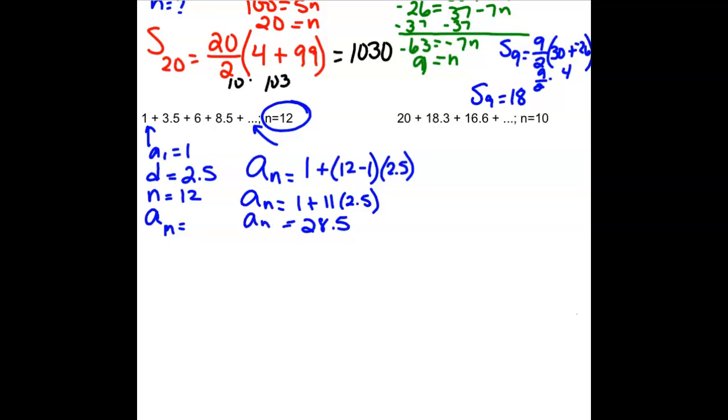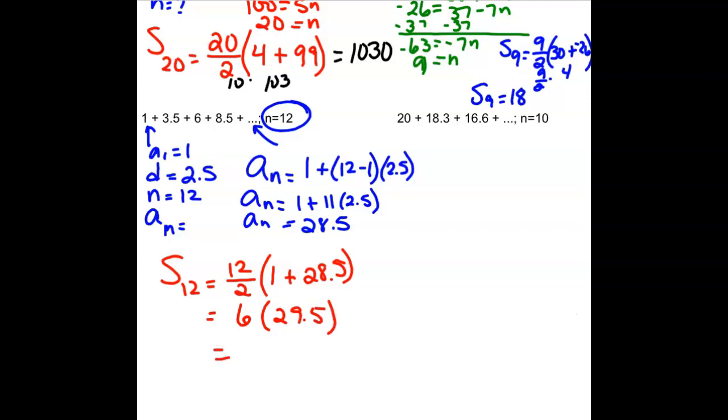Okay, so now I can find the sum of those 12 numbers. I'm going to take all 12 and pair them up, so divide it by 2. I have 6 pairs of numbers. Each pair is the total of the first term plus the last term. So we have 6 times 29.5. We end up with 177.